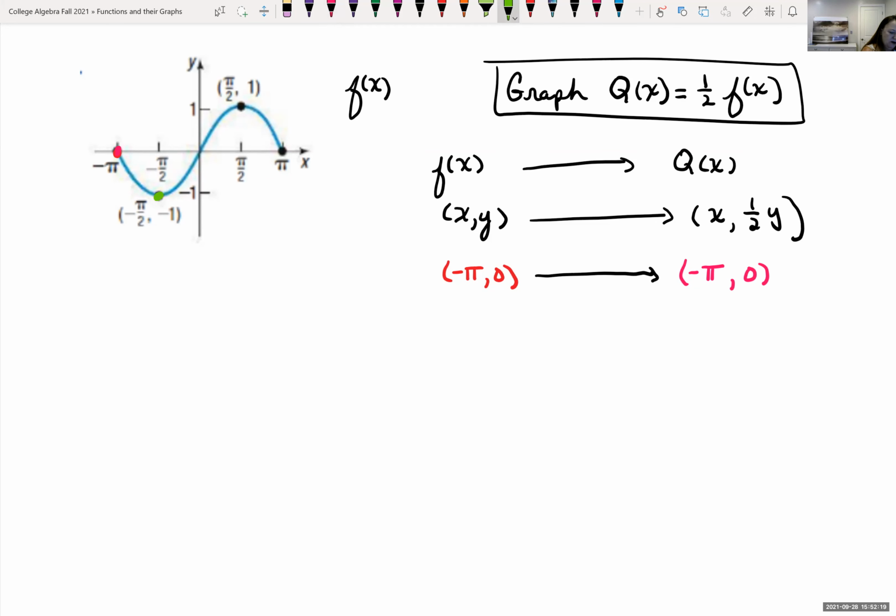This point here, which is (-π/2, -1). So again, I'm multiplying my y value by 1/2. And so 1/2 times -1 gives me -1/2. So now my point is going to be new and it's going to become (-π/2, -1/2). So it comes down in here. And it's kind of curved, but that doesn't look too curved.